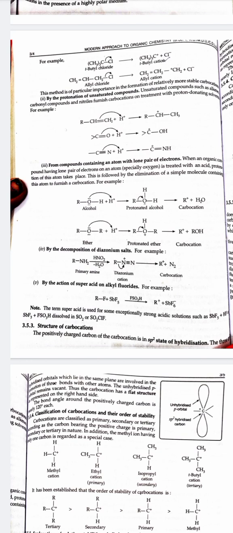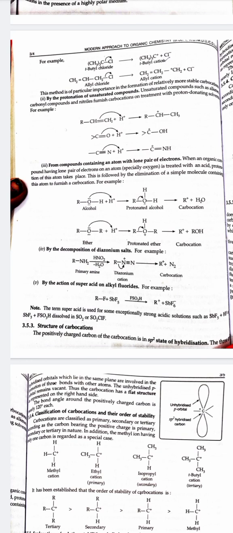Carbocation by the action of superacid on alkyl fluorides, with FSO3H. Note, the term superacid is used for some exceptionally strong acidic solutions such as SbF5 plus HF or SbF5 plus FSO3H dissolved in SO2 or SO2ClF.